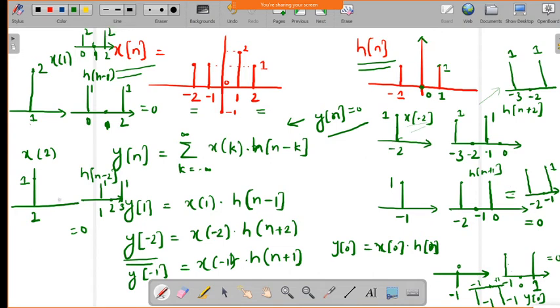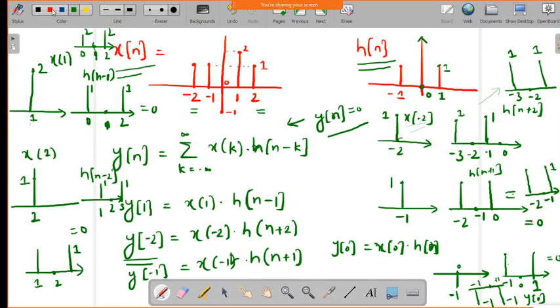Okay. And similarly for x of 2 you will get the response, which is, so at index 1 it will be 1 into 1, it will be 1, and at 2 it will be 0, and at 3 it will be again 1 into 1, 1. So now we need to add all these responses.